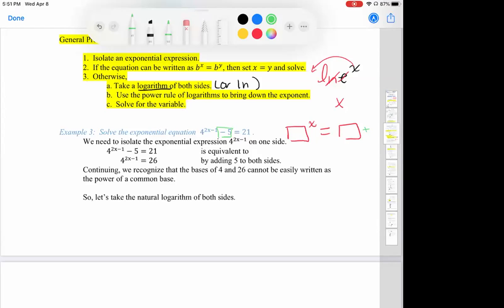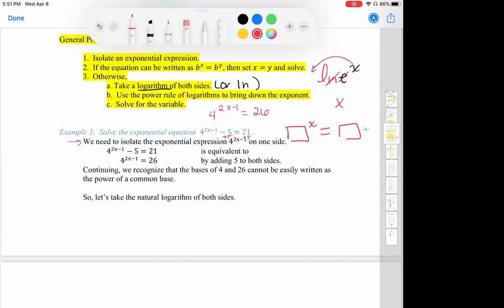So I see that I can go ahead and add 5 to both sides, plus 5, plus 5, and we're left with 4 to the exponent of 2x minus 1 is equal to 21 plus 5, 26. That will get rid of that 5, so that worked. So that's an initial step that must happen in case we don't have one term equal to one term. Let's continue with our example. We need to isolate the exponential expression, 4 with the exponent of 2x minus 1, on one side. So they worked out what we did.